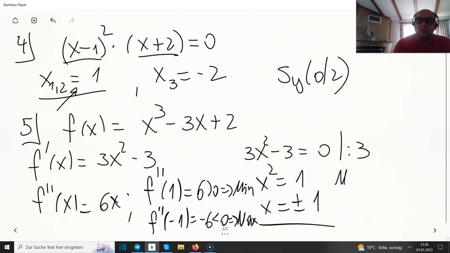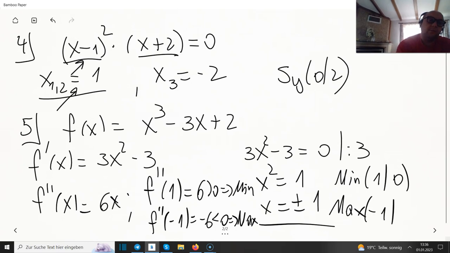So what is the coordinate of the minimum? This is 1. And what is the y value? If we put 1 here, we obviously get 0. And what about the maximum? This is minus 1. If you put minus 1, it's minus 1 and minus 1 plus 2, squared, 4, and 4 times 1 is 4. So we got a minimum at 1, 0, and a maximum at minus 1, 4.